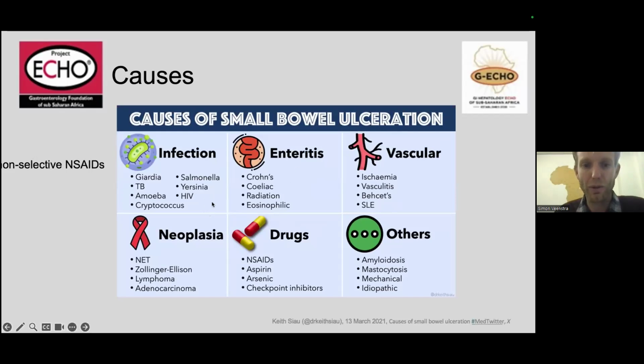HIV itself can cause ulcerative enteropathy. Things like eosinophilic enteritis, vasculitides, and neoplasias can come in the form of ulcerative lesions as well. We've mentioned drugs, NSAIDs and aspirins, but things like checkpoint inhibitors as well, which are becoming more commonly used in the treatment of various malignancies, and then other miscellaneous causes, things like amyloidosis, can all cause ulcerative lesions. And so obviously management would vary very widely depending on the cause.